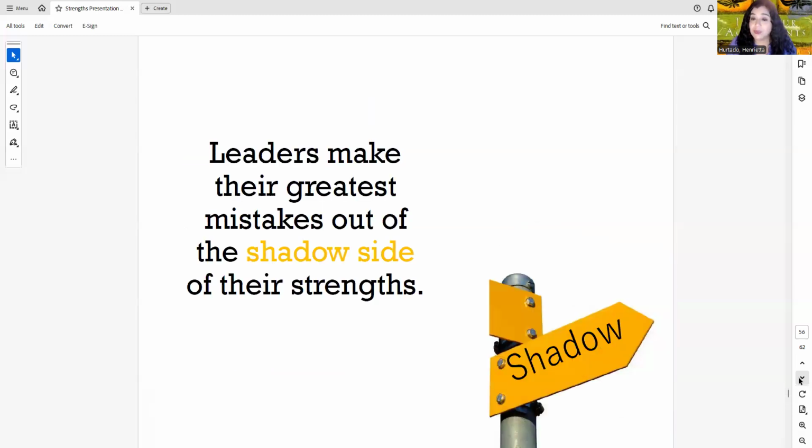Leaders make their greatest mistakes out of the shadow side of their strengths. What do we mean by shadow side? I would say the shadow side is when we overdo something.